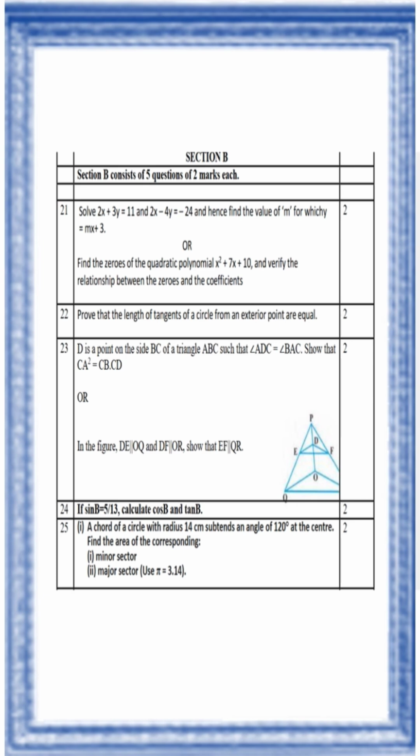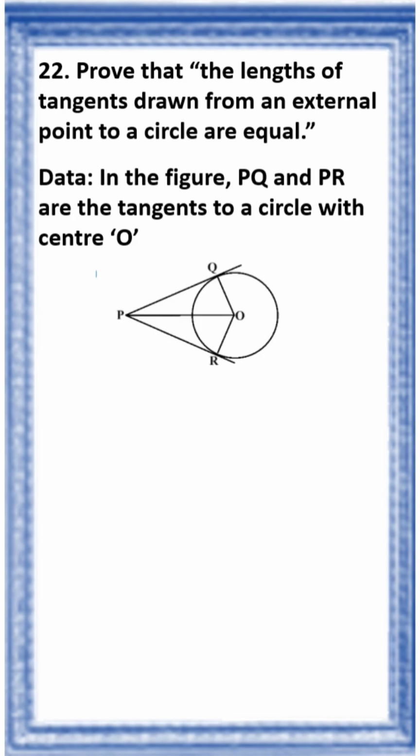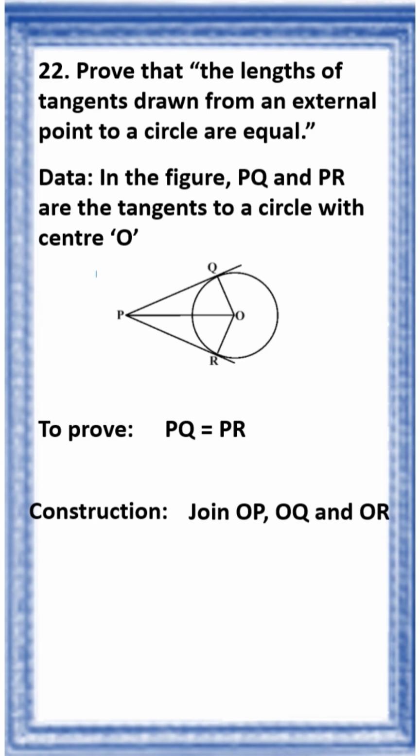Now let us solve the question number 22nd. That is, prove that the lengths of the tangents drawn from an external point to a circle are equal. What is given here? In the figure, PQ and PR are the tangents to a circle with the center O. To prove PQ is equal to PR. Construction: join OP, OQ and OR.